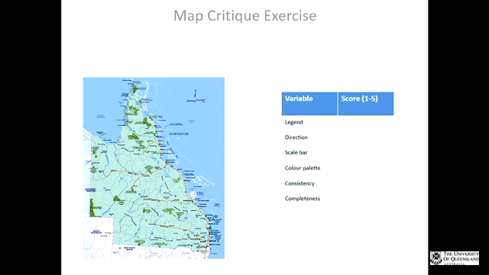So that's not great. Direction? Yep. Scale bar? Yep. Color palette: is the color used in such a way that it distinguishes different things from each other? Yeah, it's okay. Consistency: are things consistent across the map?